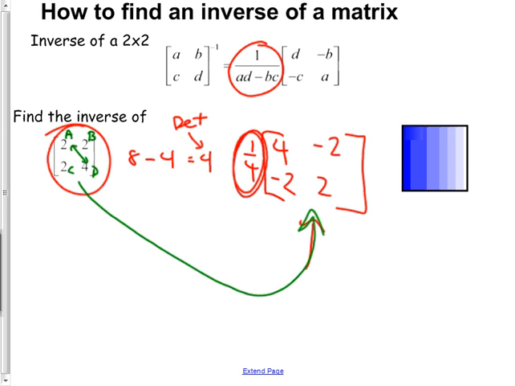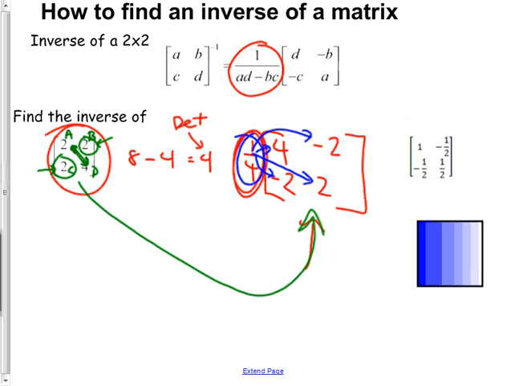Good point. You can't really tell, but they don't switch places. But B and C become the opposite of what they were. This became negative 2 and this became negative 2. So these two flip-flop and these guys change to the opposite sign. That's how you do an inverse. Now when you actually take this 1/4 and scale it by multiplying everything by 1/4, you get your final answer, and that is your inverse of the original matrix.